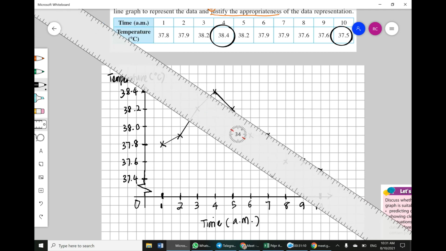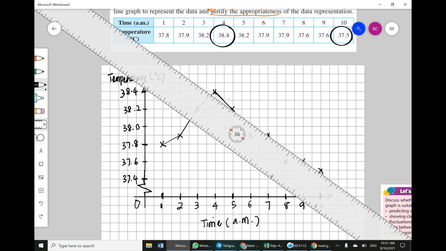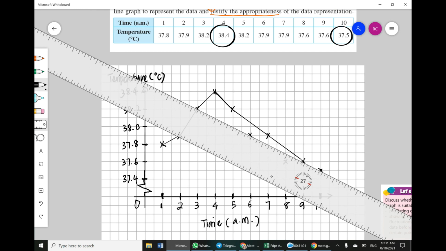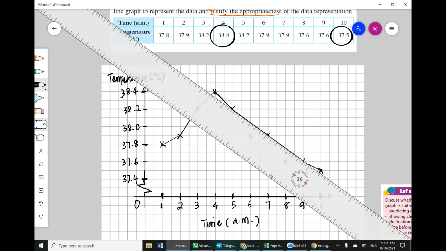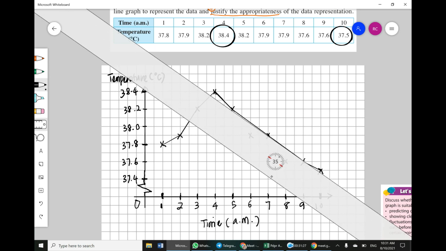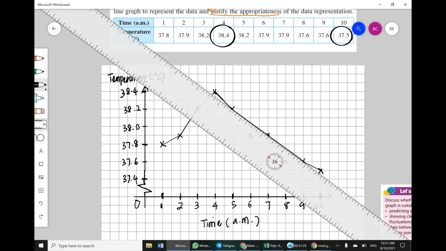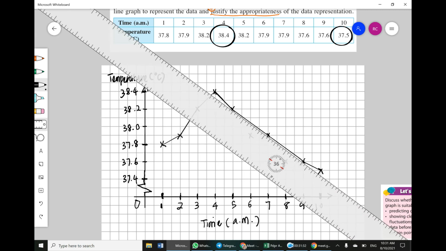If you have a double line like mine just now, if it is not clear, you have to rub it off, erase and redraw again. This one is going down the same here. This one a bit more. Okay, so make sure everything is connected.